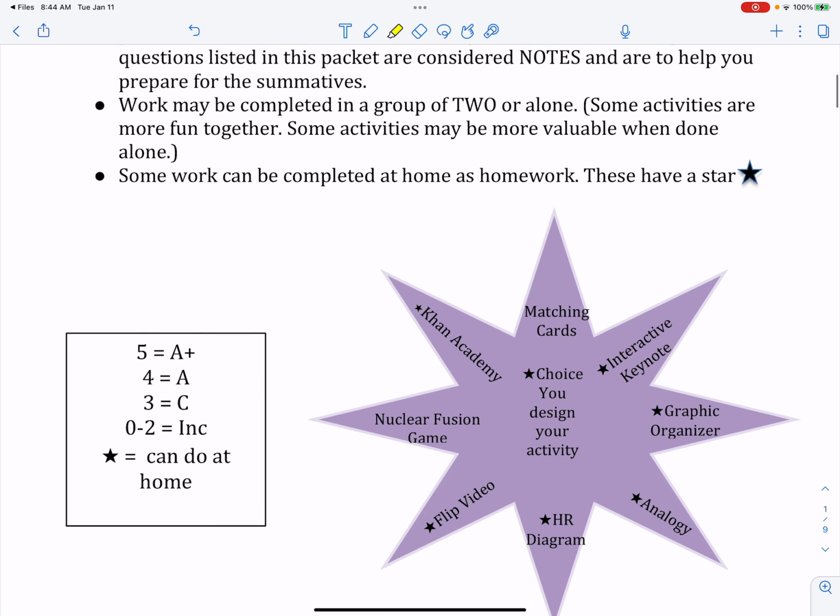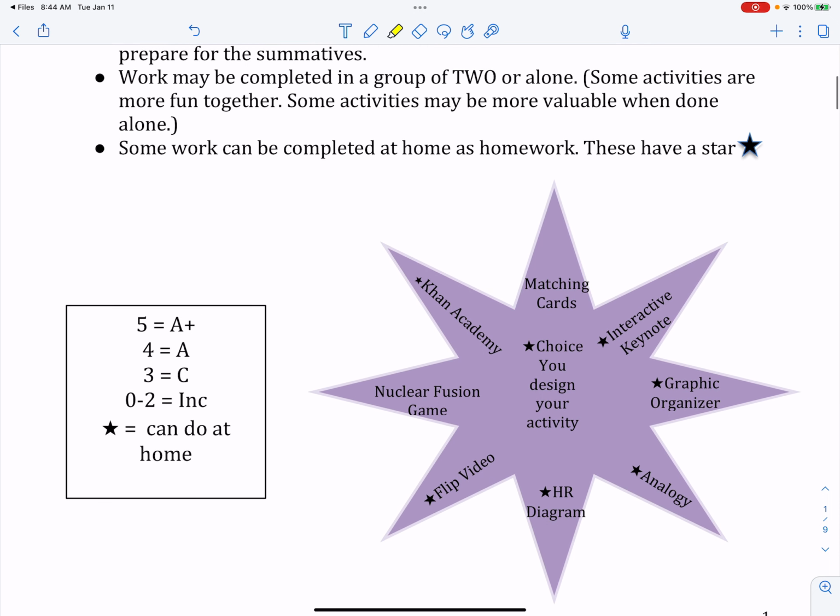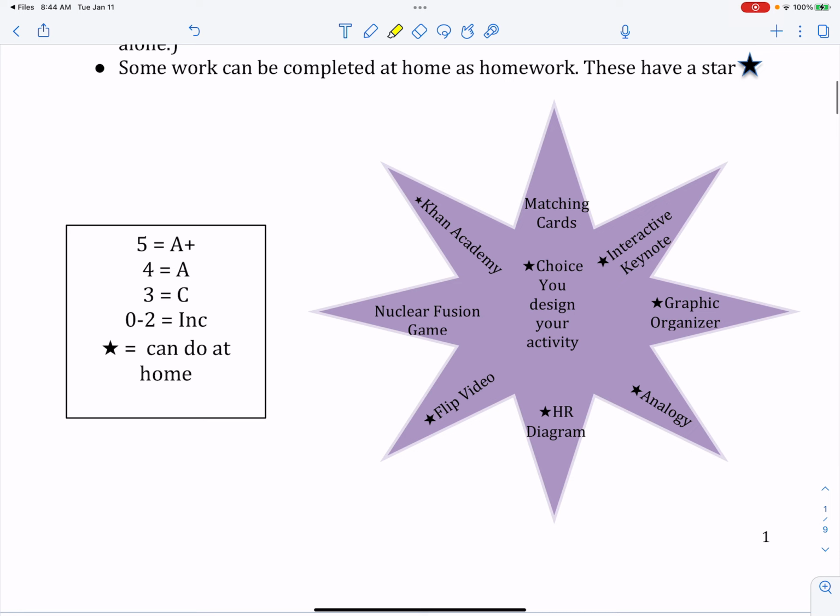Some of these activities you'll want to do in a group. So groups of 2 is the maximum. Some of you may prefer working alone, also fine. And some of the stuff can be completed at home. So overall, the formative grade will be listed based off of the number of activities you get done. So 5 activities will be for an A plus. If you don't do as many, your grade goes down. But again, you can do a lot of these at home.